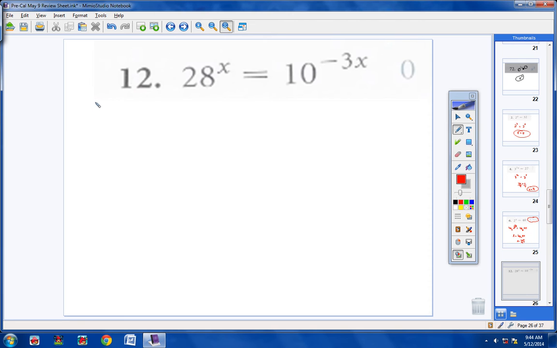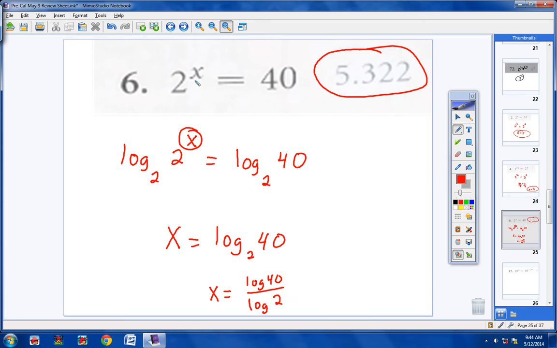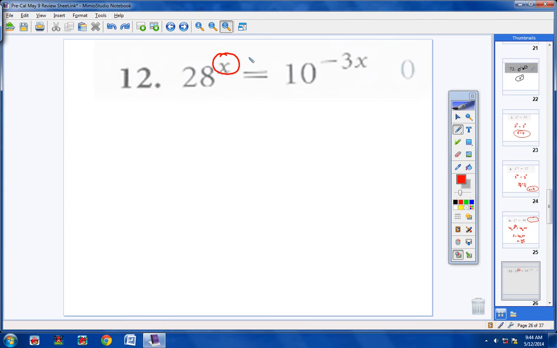Okay, listen. First of all, can you write both sides with the same base? No way. I mean, no way. Next, look at the last problem. The base of your unknown was 2. There was no x over here. There was only one x. But now look at this problem. You've got an x here and an x here. So what's the base of your unknown? 28 and 10. We got a problem. We have two different bases of two different unknowns.